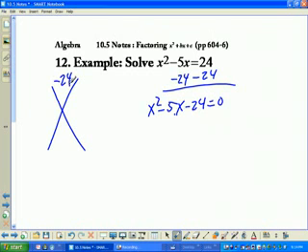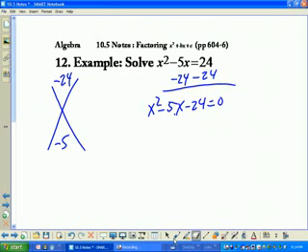Now I'll try to factor this. What two numbers multiply to a negative 24 and add to a negative 5? So one number is positive, one number is negative. I know the bigger number has to be negative. And I'll think, well, geez, I got a whole bunch of things that multiply to 24, but they have to add, in this case, to a negative 5, or subtract if you think of a positive and a negative. So let's try 2 and negative 12. That adds to a negative 10. So 2 and negative 12 do not work.